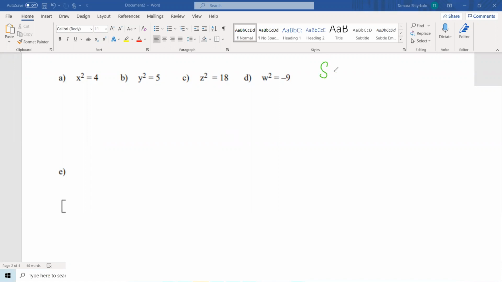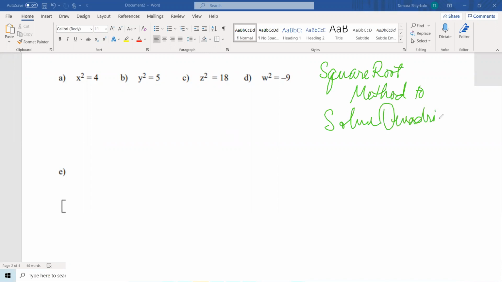Today's method is called using the square root method to solve quadratics, and quadratics are equations where the highest exponent is a 2, okay? And using the square root method, you take the square root of both sides, and x equals plus or minus 2. Square root both sides, y equals plus or minus radical 5.